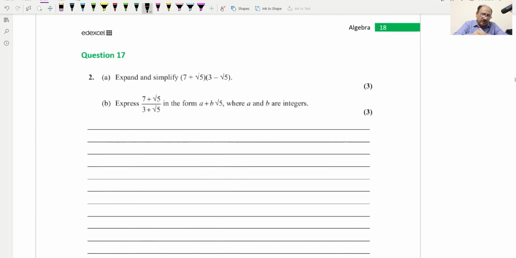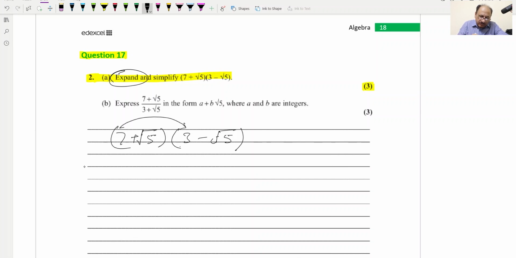Now question number 17 of this topic, and question number 2 for past paper: expand and simplify, and this is 3 marks. Whenever they are saying expand, you will have to multiply, you can't directly apply the formula. So (7 plus 5 under root 3 minus under root 5), and this one we need to multiply.